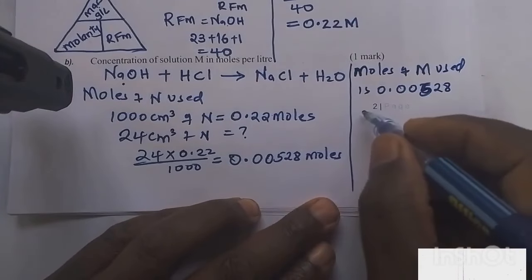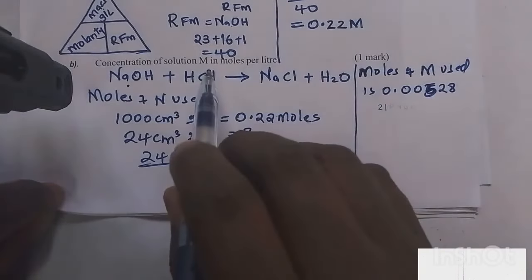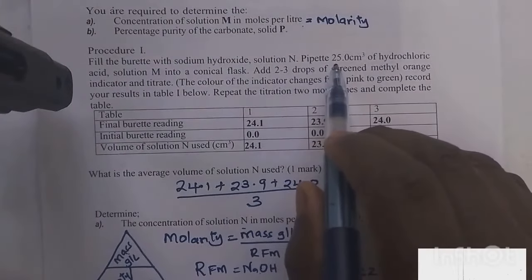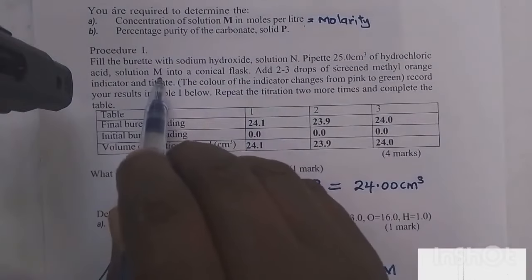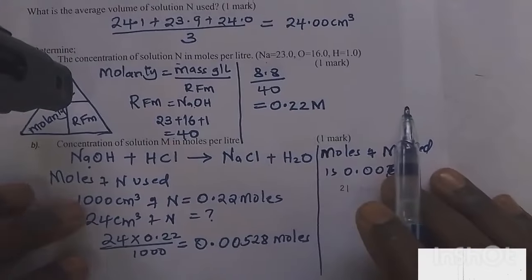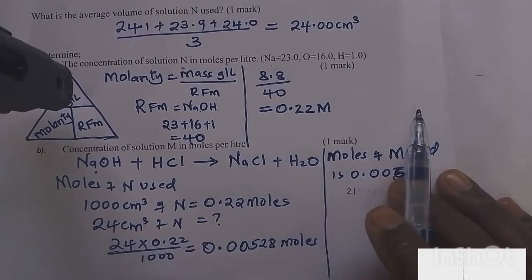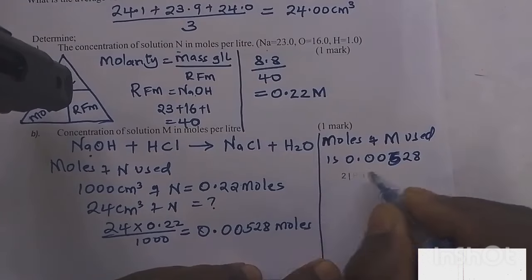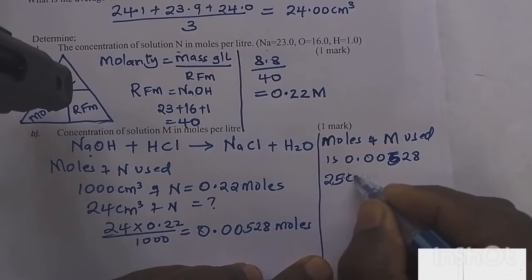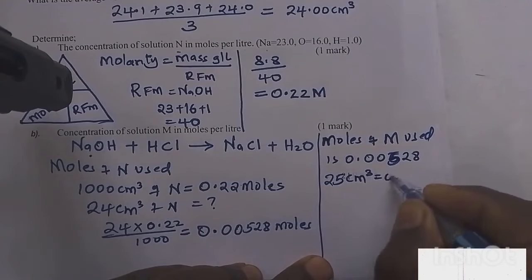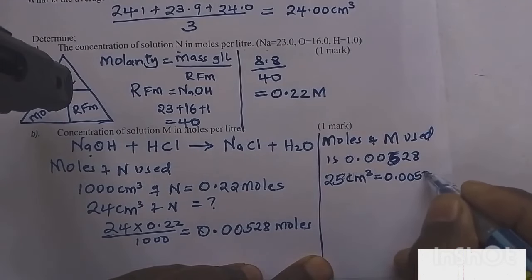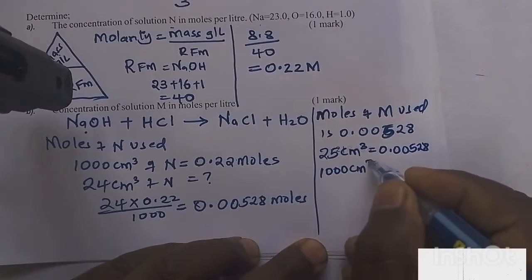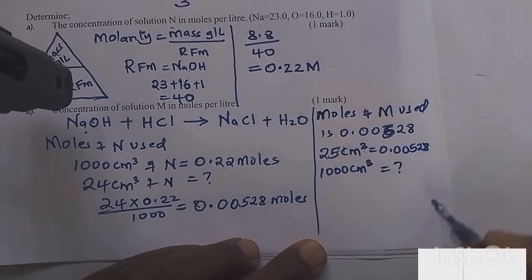So we would say, how much of the volume of solution M used? You go back to the procedure and find out. We were told to pipette 25 of hydrochloric acid solution M. So we used 25. 25 of M reacted with 24 of N, the reaction to reach the end point. So you say now here that 25 centimeters cube is equal to 0.00528 moles. What about 1,000 centimeters cube, which is a liter, will contain how many moles?